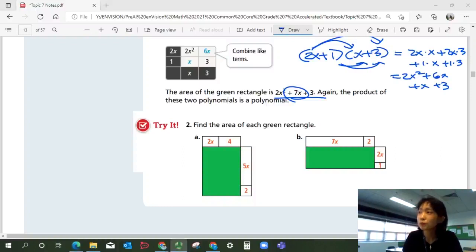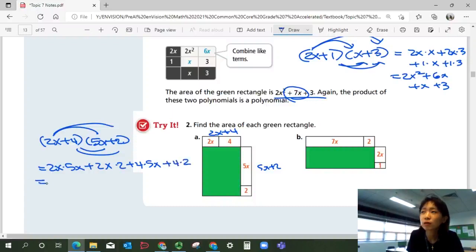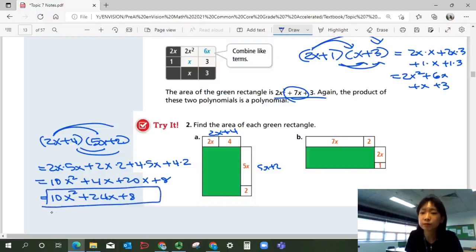Okay, are you ready? So part A, you have 2x plus 4 times 5x plus 2. You distribute those binomials. And then you get 2x times 5x plus 2x times 2 plus 4 times 5x plus 4 times 2. And you will get 10x squared plus 4x plus 20x plus 8. Okay, combine like terms, you will get 10x squared plus 24x plus 8 as your final solution.